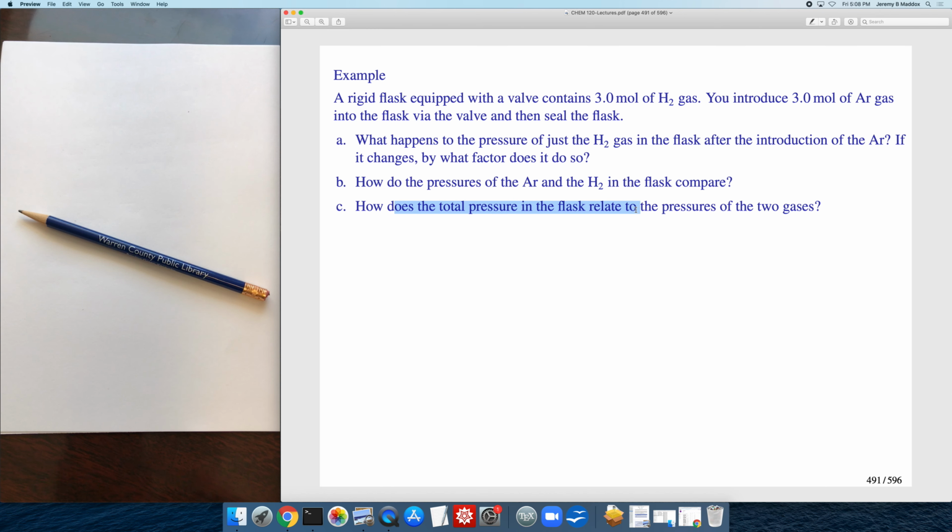How does the total pressure of the flask relate to the partial pressures of the two gases? Well, total pressure is going to be the sum of the partial pressure of the argon plus the partial pressure of the hydrogen. Okay, if these two pressures are the same value, then the total pressure is going to be twice the value of the argon, or you could say twice the value of the hydrogen, since those two pressures are the same.